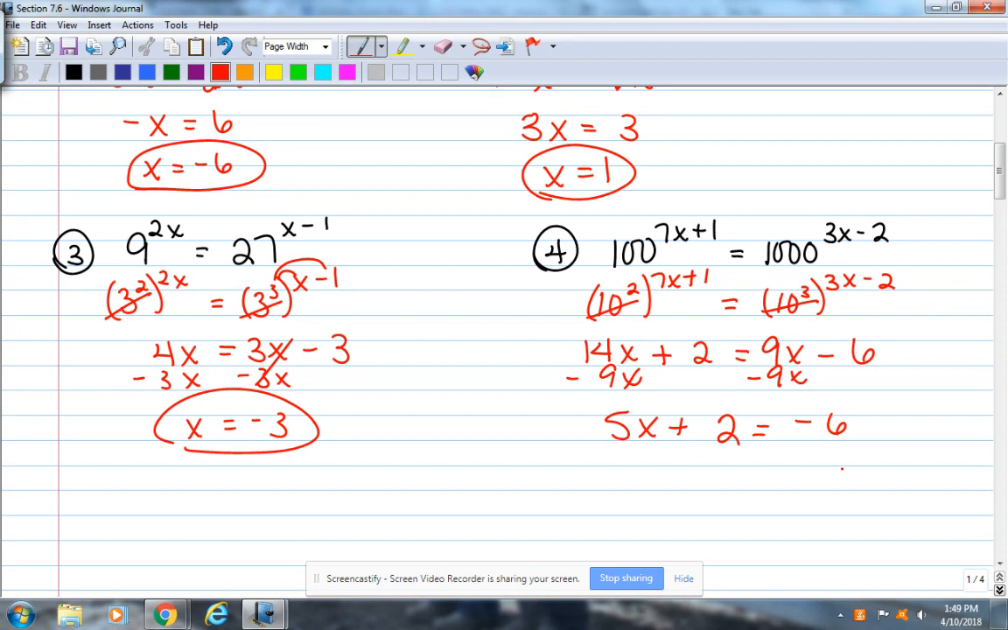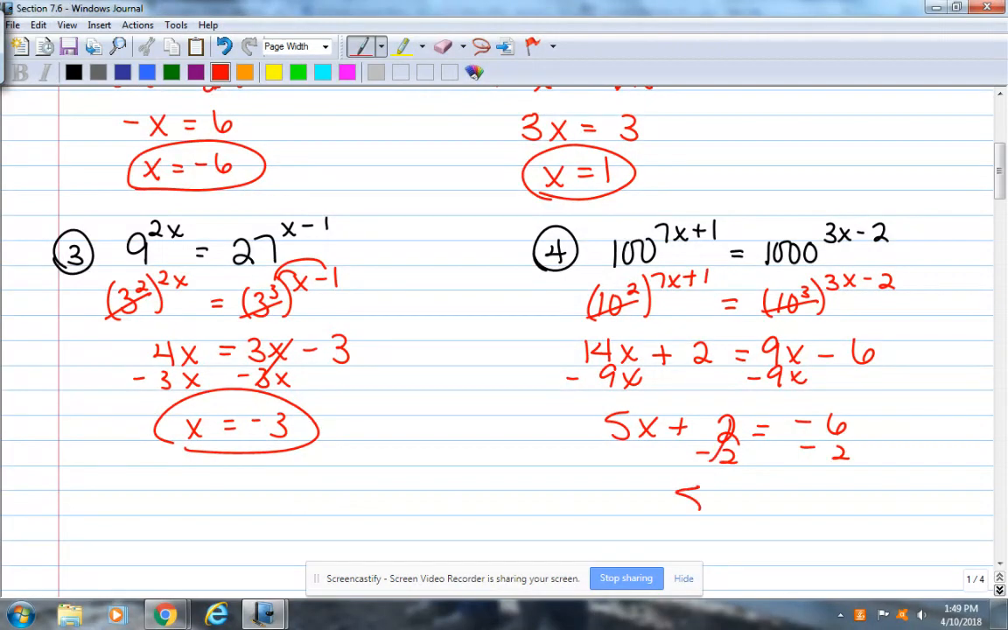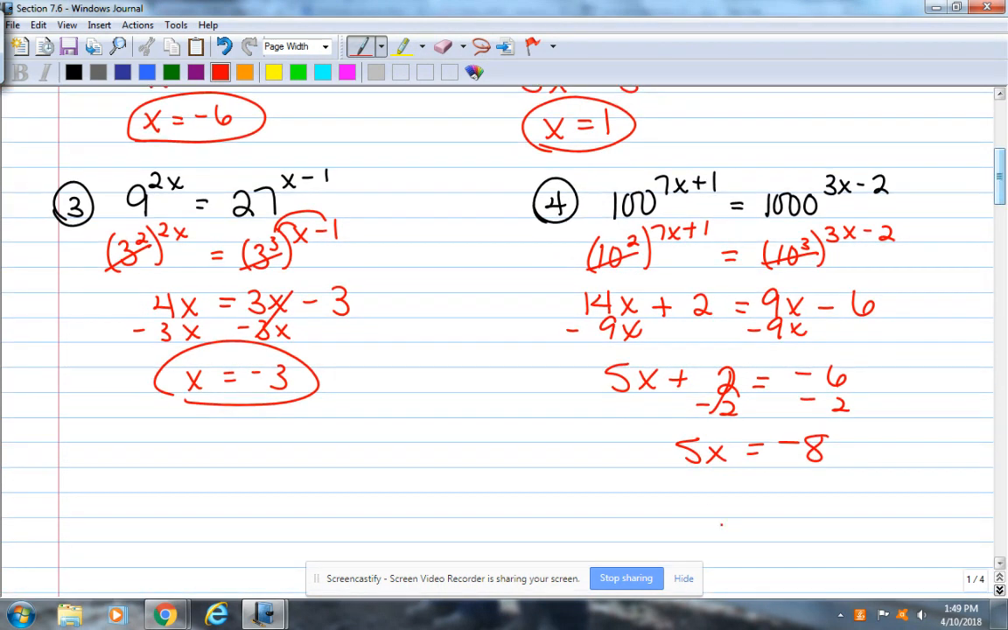Then what do I do? So 5x equals negative 8. Now what do I do? Divide by what? So it's x equals negative 8 over 5. And it's okay that it's a fraction, and it's okay that it's improper. Any questions about that? Y'all, this ain't bad. We've done way worse.